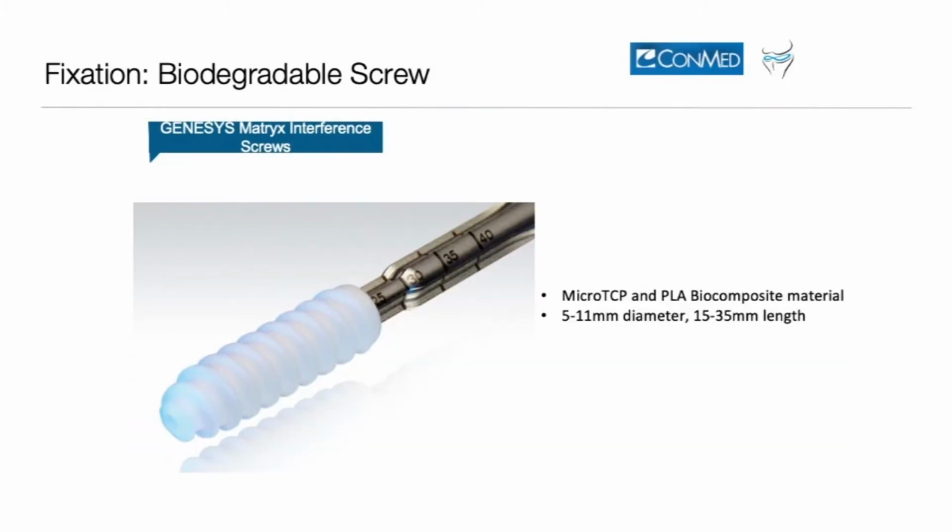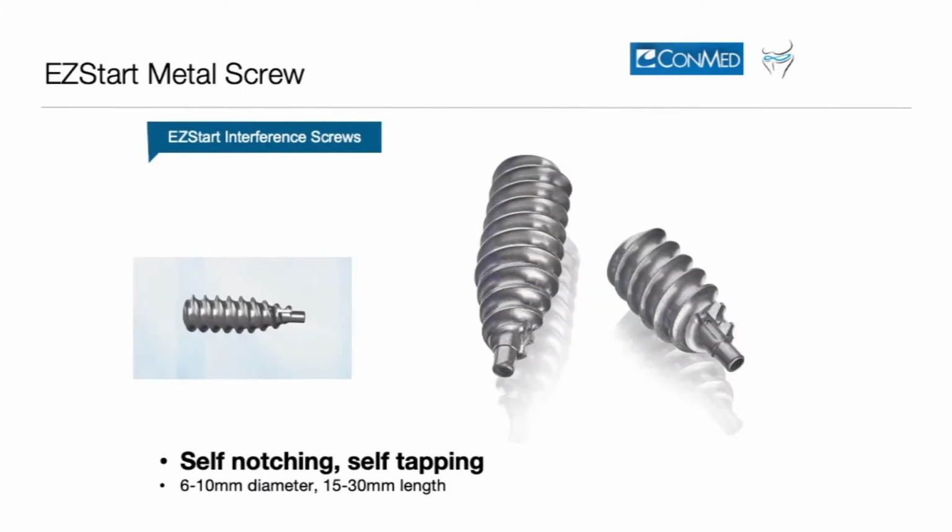The biodegradable screw, now using the matrix interference screw, and then the metal screw. This new screw is the Easy Start interference screw. Self-notching, self-tapping. This just goes straight in with no effort for the bone plugs.